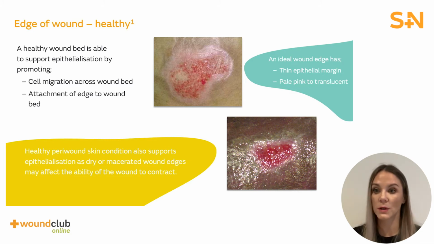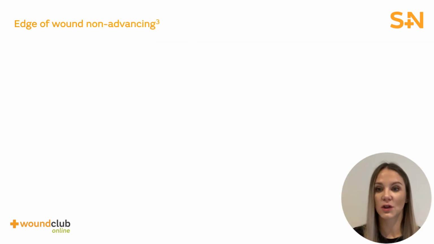In a healing wound, the wound edges include a thin, pale pink to translucent wound margin, as seen here. The non-healing wound edge will be very different to this, which we will go on to. Epithelialization needs cell migration over the wound bed so that it can then attach to the edge of the wound. Factors contributing to a non-advancing wound edge are the same as those which cause delayed wound healing in general and ultimately keep the wound in an inflammatory state.